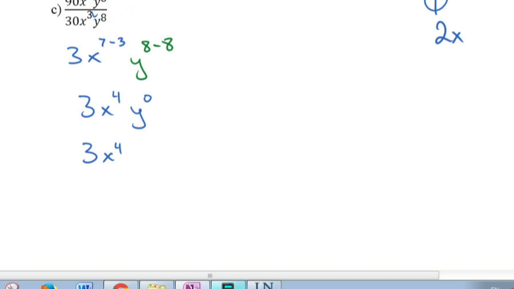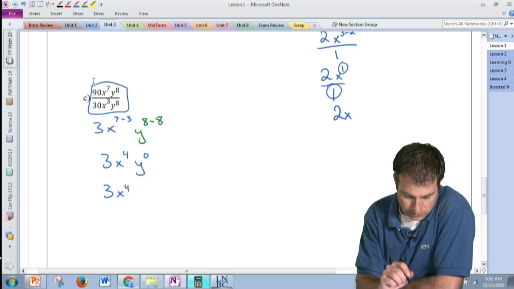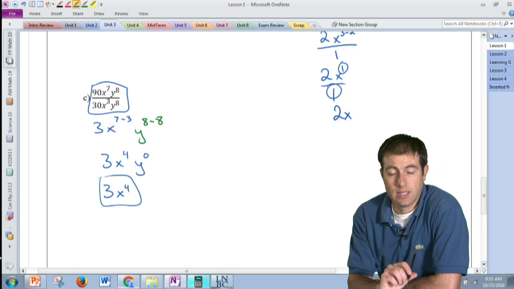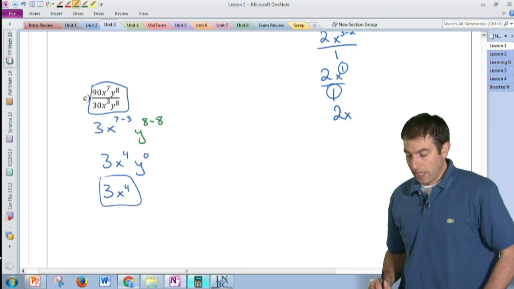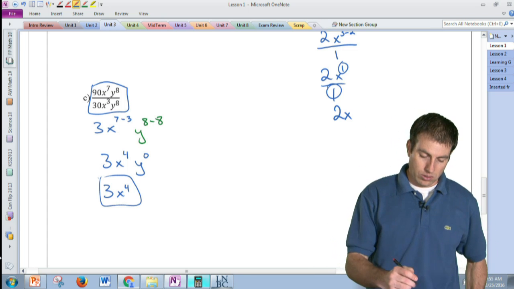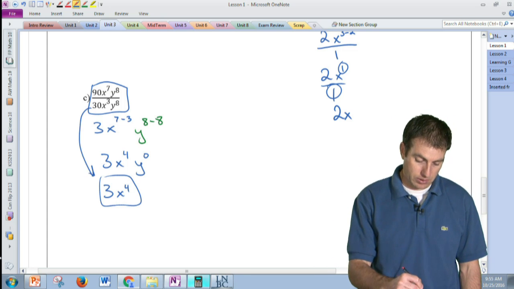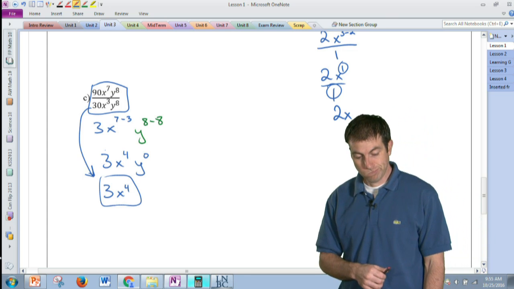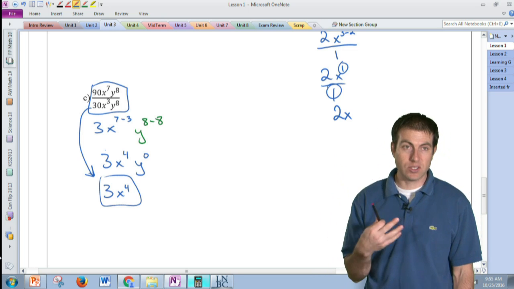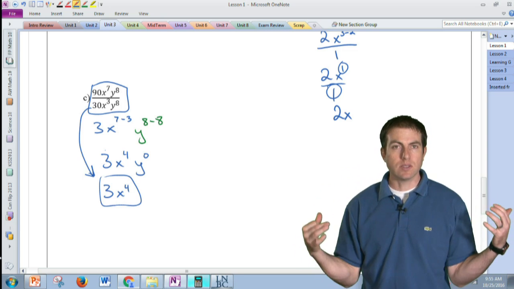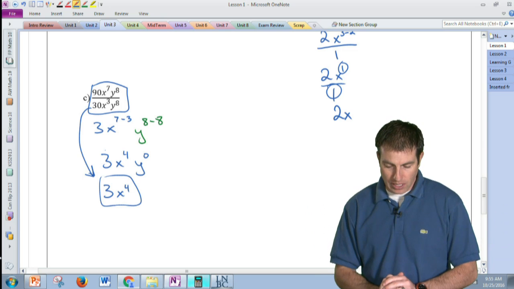So I start with this big, huge mess, this 90x to the 7, y to the 8 over 30x to the 3, y to the 8, and I simplify it and I just get 3x to the power 4. Again, me being a goofy, dorky math teacher, I think that's really cool that this thing looks exactly the same as this mathematically. I can simplify it down that far. And that's essentially all this unit is: taking numbers and exponents and simplifying them down as far as we can get.